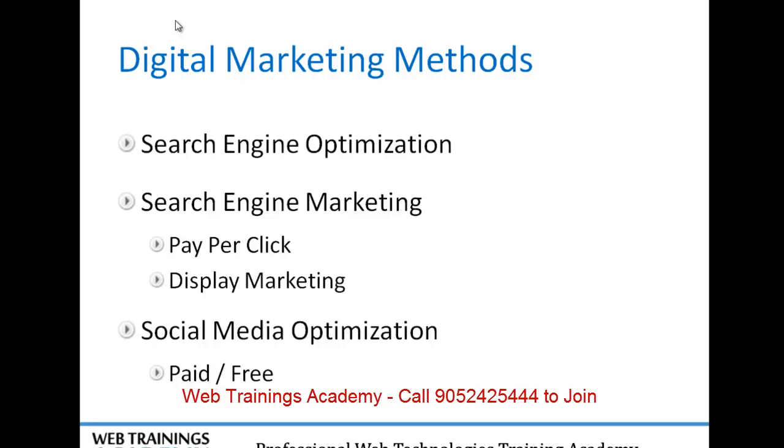Again, in this we have paid marketing, as well as free marketing, which is basically called social media optimization or social media marketing. So these are the basic methods. Now apart from this, we have email marketing. This is also one method of online marketing, that is digital marketing. And we also have affiliate marketing. This is also one way of digital marketing.